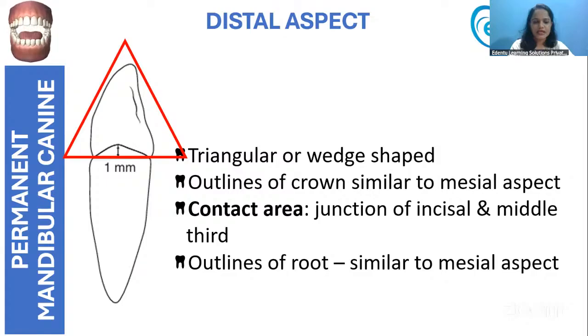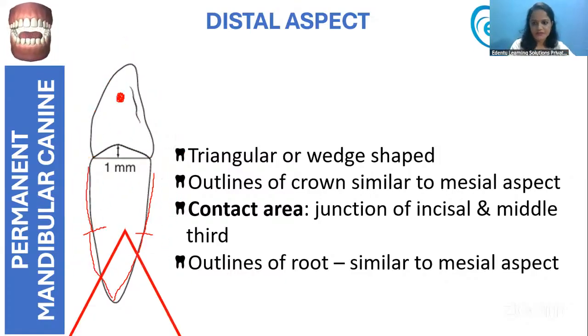The contact area is at the junction of the incisal and middle third. Okay, so the mesial contact area is a little bit lower towards the incisal third, but the distal contact area is a little bit higher. It will be on the junction of the incisal and the middle third. Okay, the outlines of the root are also very similar. It will be straight till the middle third, and from the middle third towards the apex it tapers. Here also it will be straight till the middle third. From the middle third to the apex it tapers.